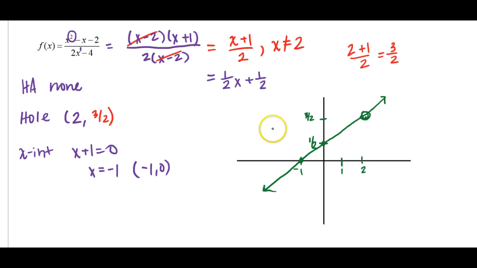We actually skipped domain. We should go back and find the domain real quick. The domain of this function is everything that doesn't make the bottom 0. Well, the only thing that made the bottom 0 was 2. And that makes sense because at 2 there's a hole, so there's no corresponding y value. So the domain is everything except for 2. So we include open parentheses around 2.